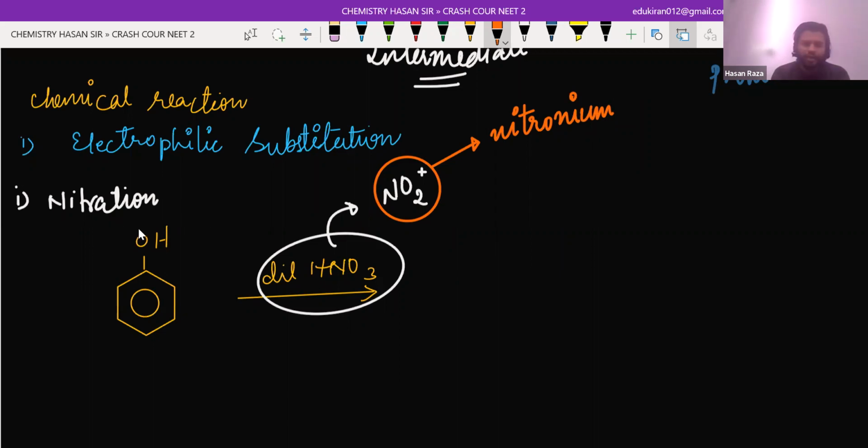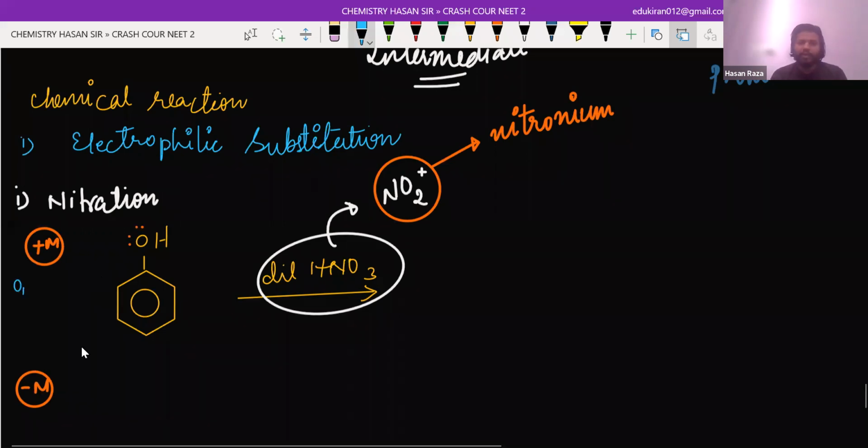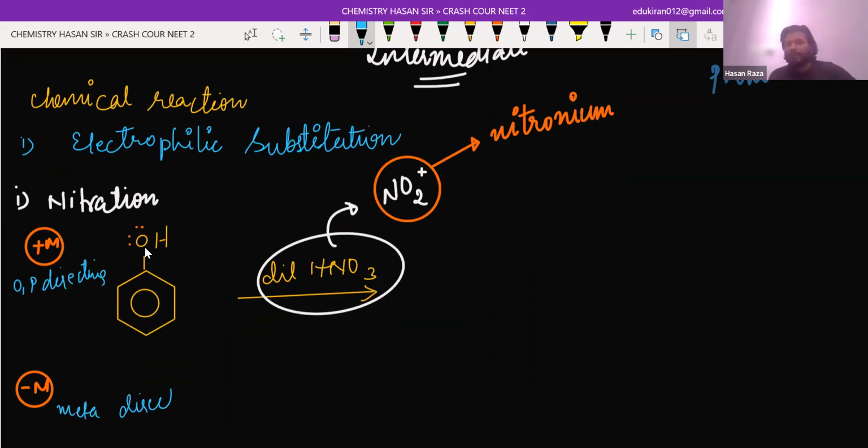This is your nitronium. So as you can see, OH is plus M. And in hydrocarbon, I told you, there are two types of resonance, minus M and plus M. Whenever plus M is there, this will be ortho and para directing. And whenever a minus M group is attached to the benzene ring, then this is meta directing. So since OH is a plus M group, that means it will donate electrons to the benzene ring. That's why it is plus M. And plus M is ortho and para directing.